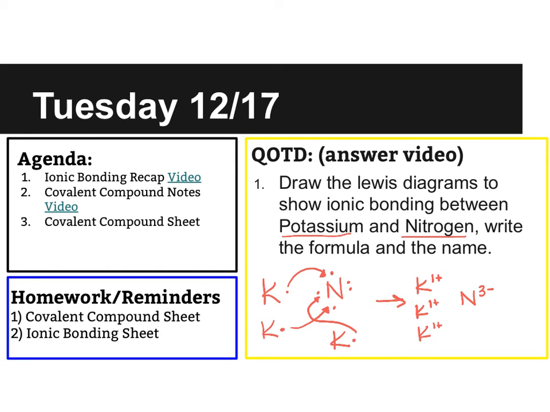So my formula for this will be K3N, and the name will be potassium nitride, with an ide ending. Okay, so start with the ionic bonding recap, then do the covalent, and then the worksheet.